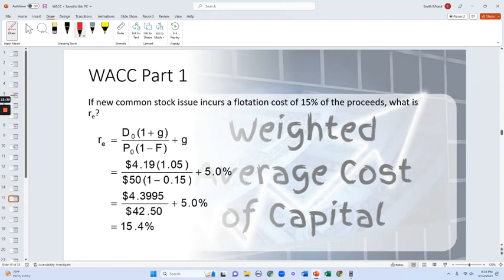All right, so they're doing an example here where you have the flotation cost, exactly the same problem we had before, 4.19 D0 times 1.05. There's the $50, but they're saying in this case, you're going to spend 15% of the issuance of the stock, of what you raise is going to be gone to somebody else. So you only get to keep 85 cents of every dollar here. And when you take the same $4.40 essentially and divide it by the fact you don't get to keep all $50, and add the same G, you end up with, instead of 13.8%, a 15.4% cost of equity.